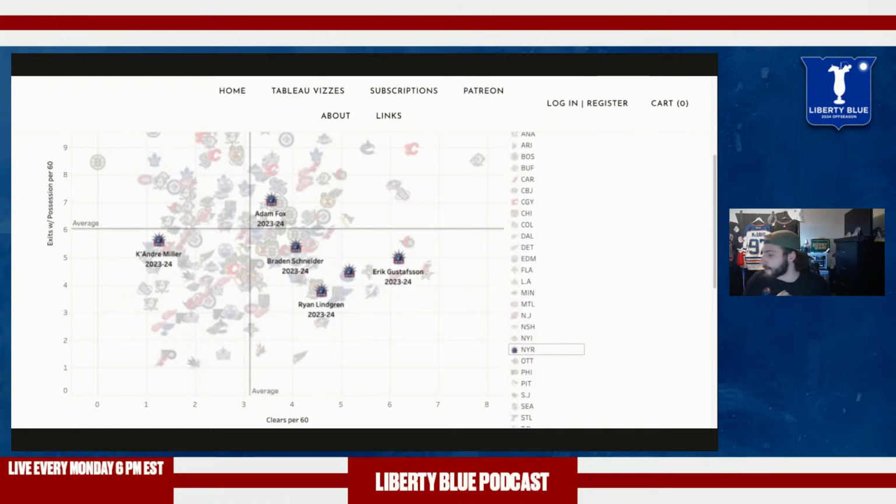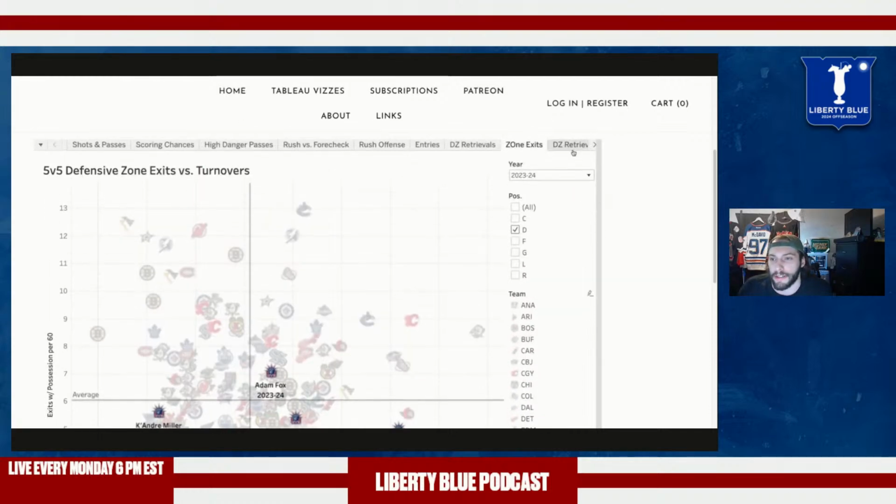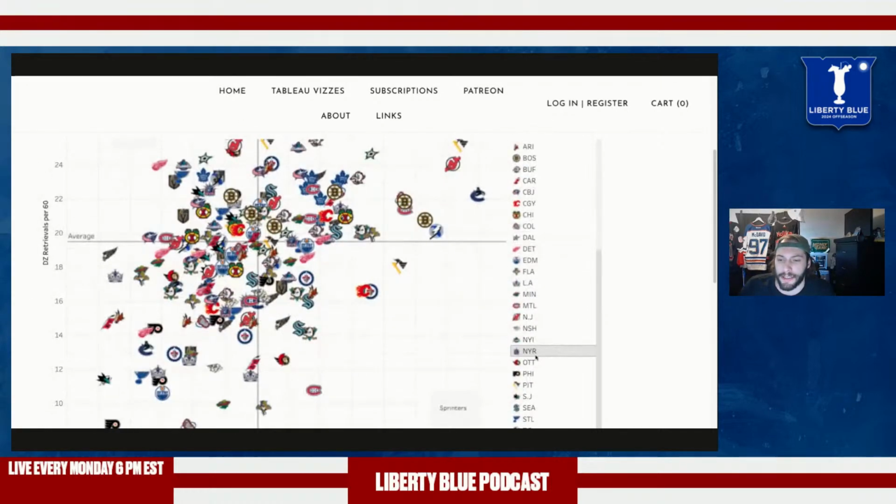So we can take that context. Excuse me here, I've got to clear my throat. We can take that context and say, yeah, Lindgren is the lowest on the Rangers in terms of exits with possession per 60, but we also know that he's playing with Adam Fox, who is their best at exiting the zone with possession. So that's something to keep in mind there. At face value, yes, you would like Lindgren to be a little closer to the x-axis, the one that's going left to right. But be that as it may, being that he's playing with Fox, it is not as big of a deal. Now, let's go over to our next step. Let's talk retrievals. This is one of my favorite things to talk about.